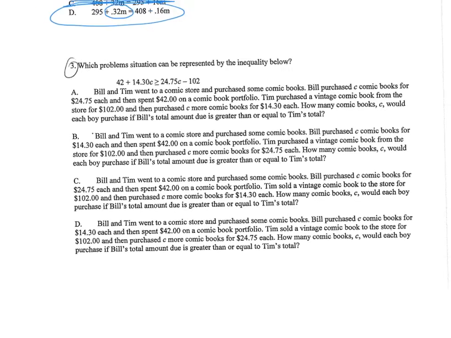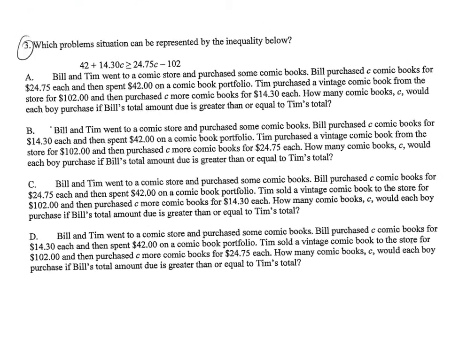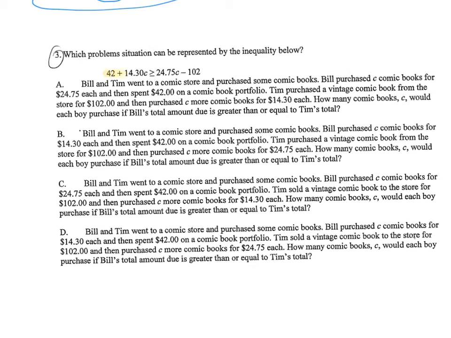Number 3, I think this is, it says 42 plus 14.3C is greater than or equal to 24.75C minus 102. So when I'm looking through these, the first thing I'm going to look for is to make sure that the numbers are together. So I'm going to make sure 42 and 14 are together.